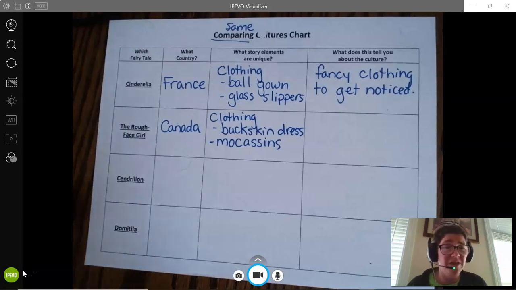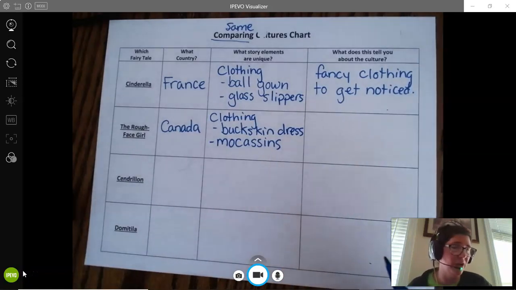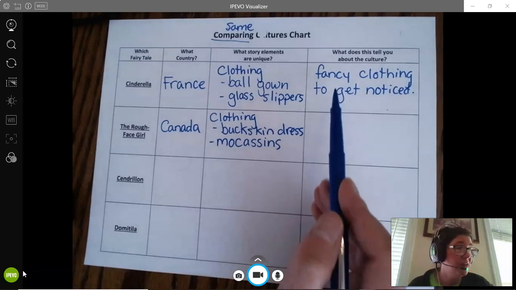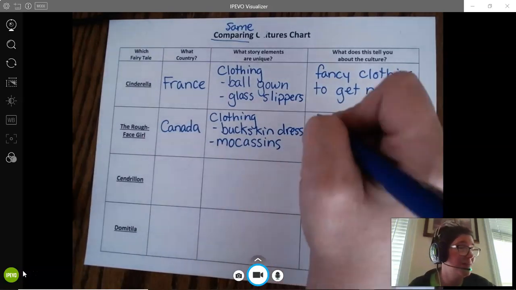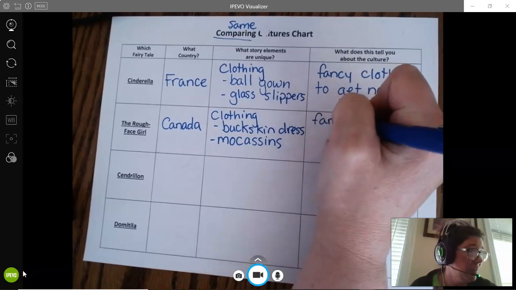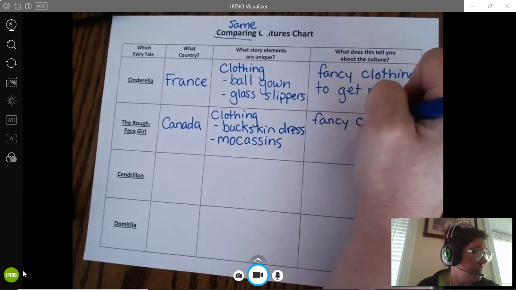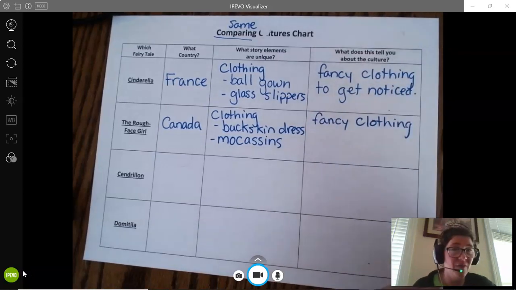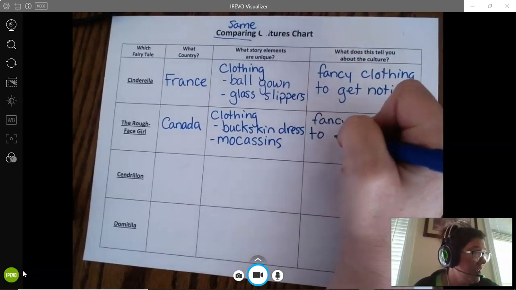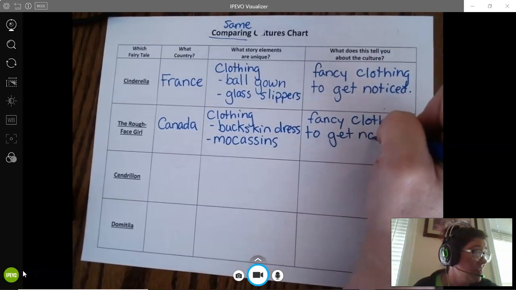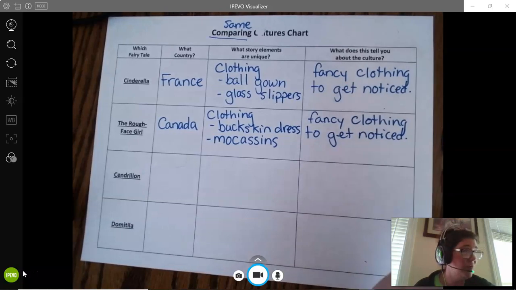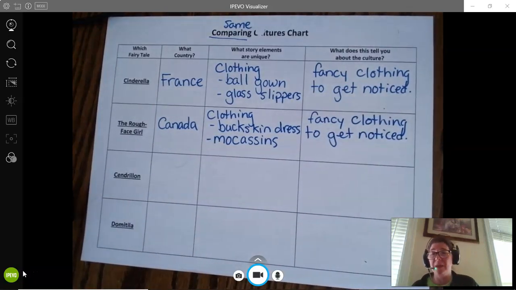But remember what everybody else thought. They were all laughing at her, like, this girl is crazy. She really thinks that the invisible being is going to notice her because look at her clothes. Why would anybody pay her any attention? And so that tells us about that culture as well, that they needed to wear fancy clothing to get noticed. Okay, so it's the same for both. Their fancy clothes were very important to their cultures. All right, and that is it for today.